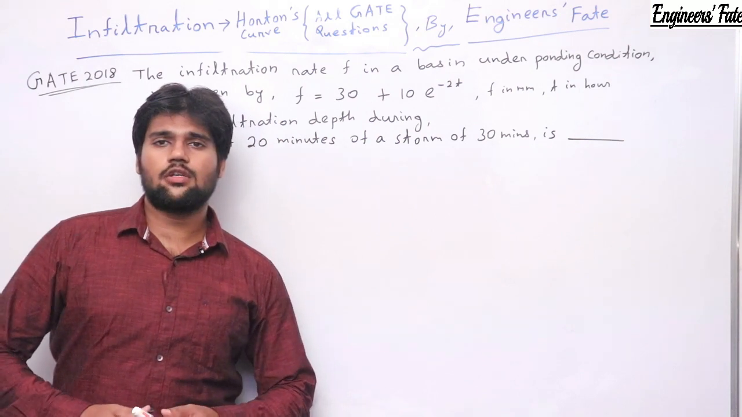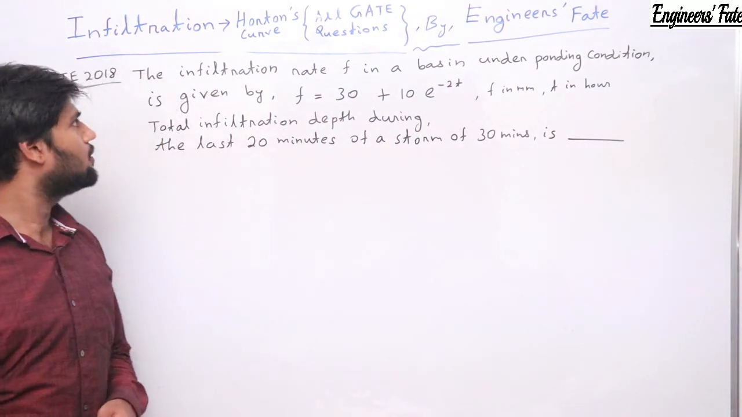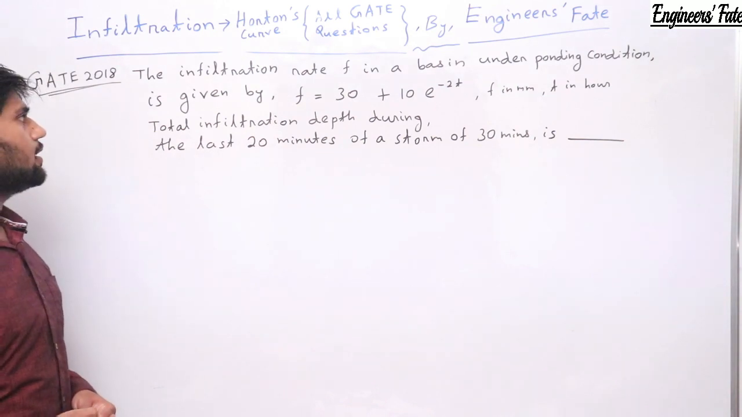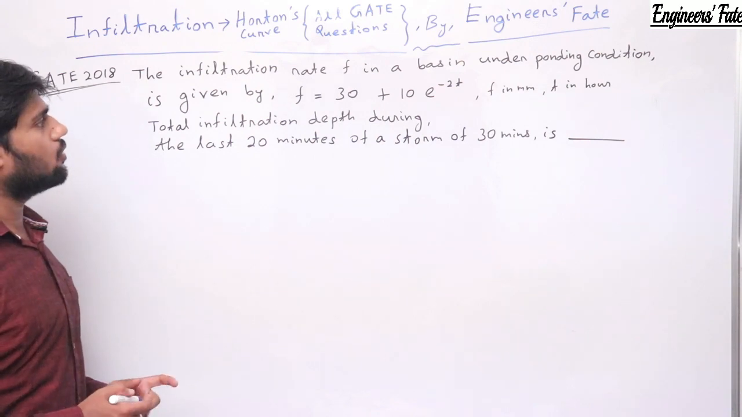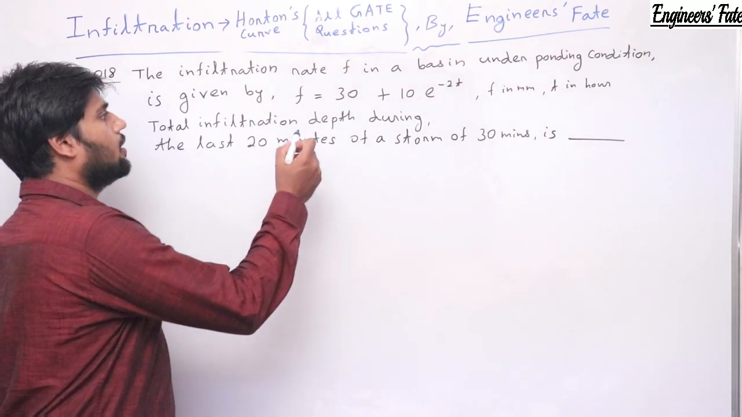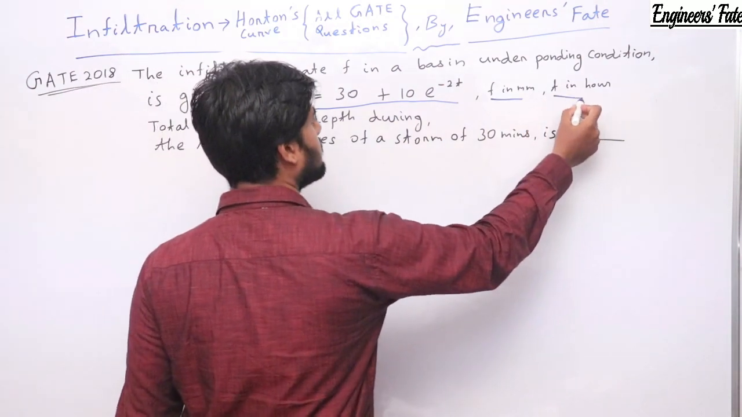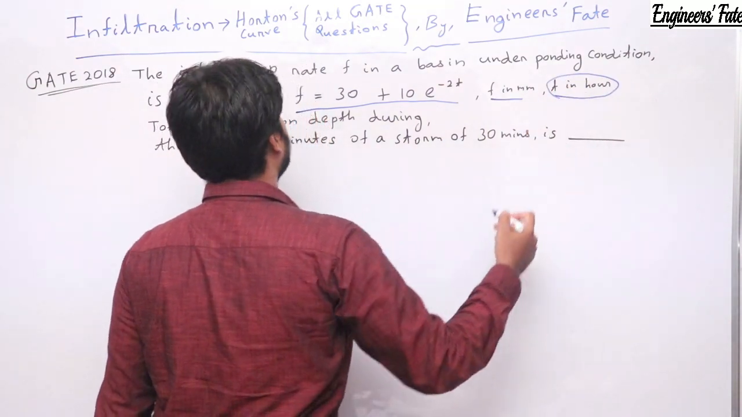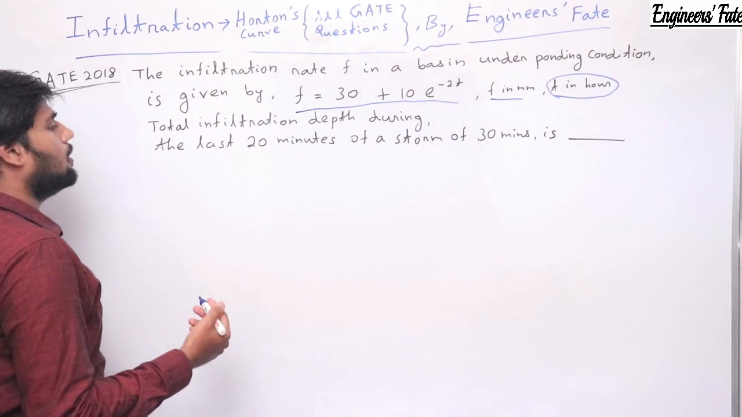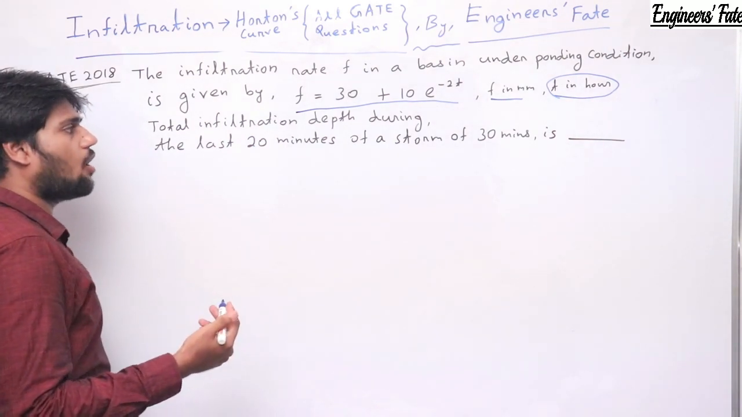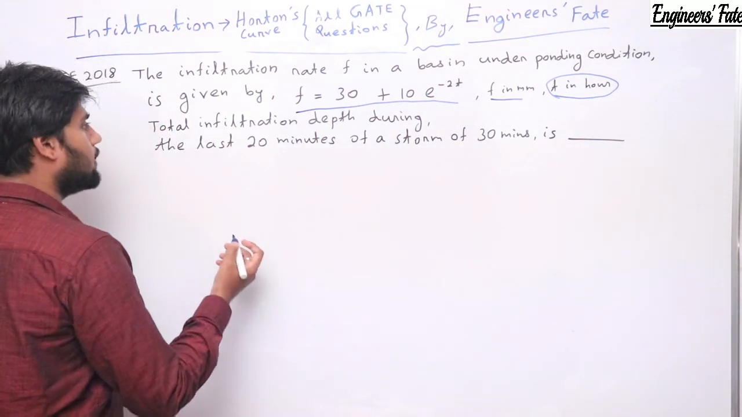So this is the question asked in GATE 18, and the question said that the infiltration rate in a basin under ponding condition is given as f equal to 30 plus 10 into e to the power minus 2t, and t is in hours. Next, the total infiltration depth during the last 20 minutes of a storm of 30 minutes. What is total infiltration depth?